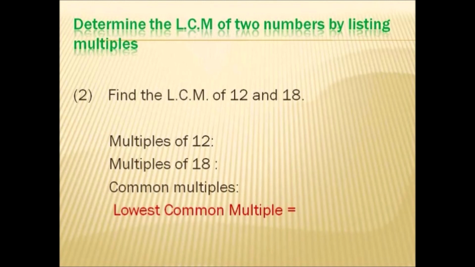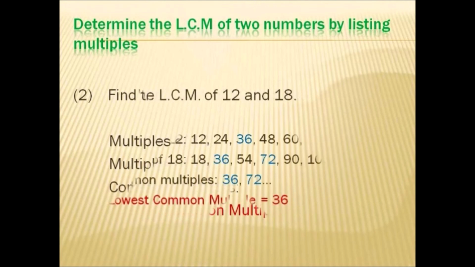That's why it's better to use the method of prime factorization than listing the multiples. But do it quickly. Let's see if you can get this correct. Once you have the multiples, then do common multiples and then the lowest common multiple.